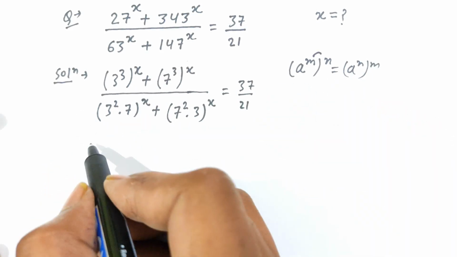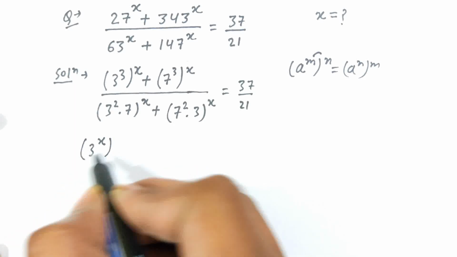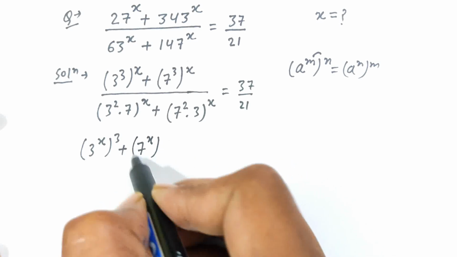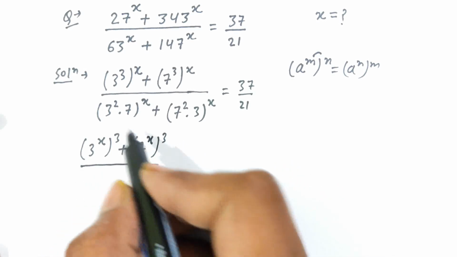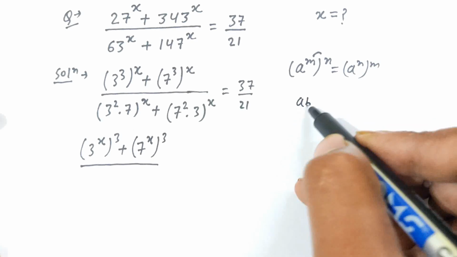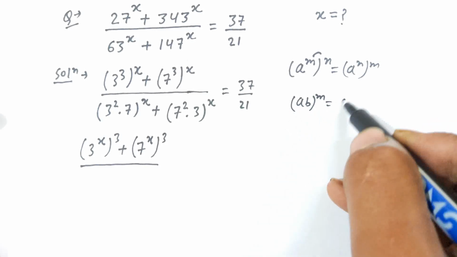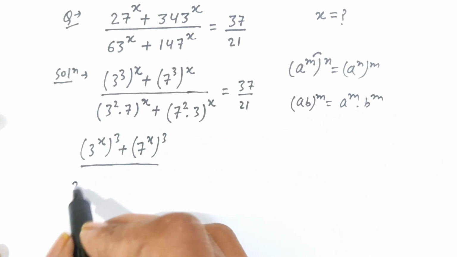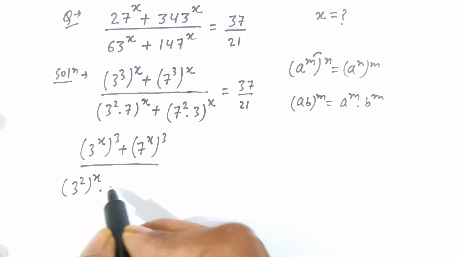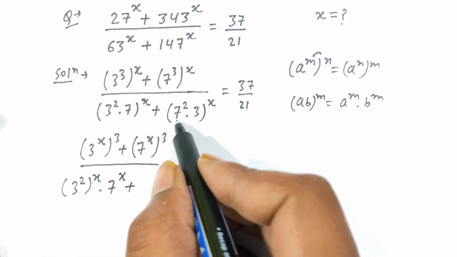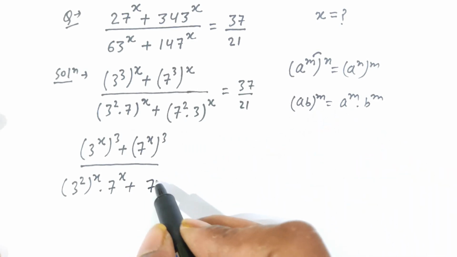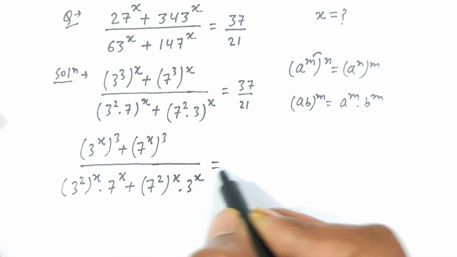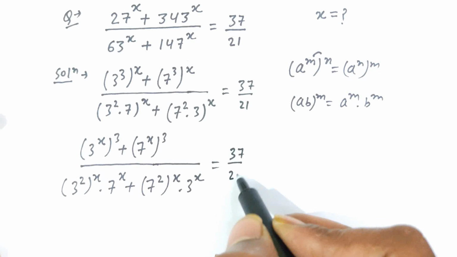So in numerator 3 power x bracket power 3 plus 7 power x bracket power 3, and divided by, here we will apply this rule: a times b bracket power m is equal to a power m times b power m. If we apply this rule here, then 3 power 2 bracket power x times 7 power x plus, and here if we apply this rule, then 7 power 2 bracket power x times 3 power x, and this is equal to 37 divided by 21.